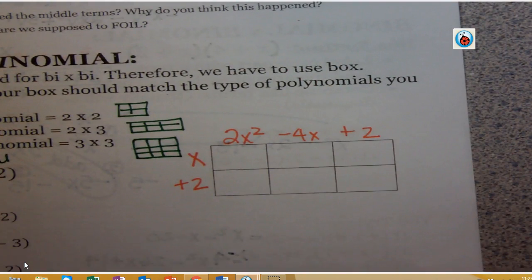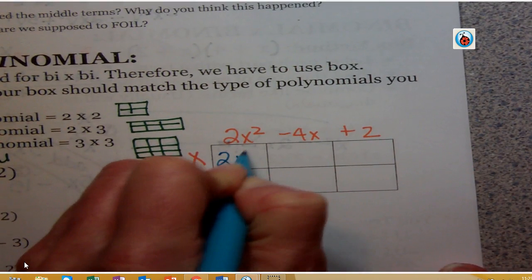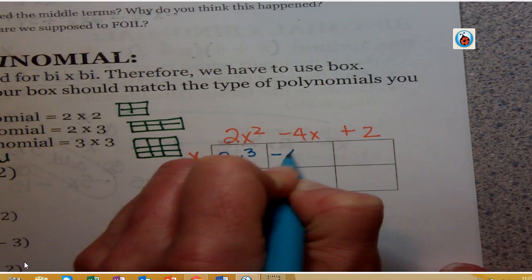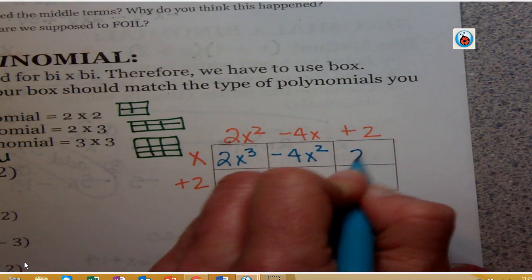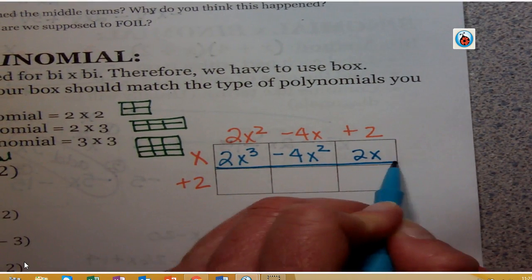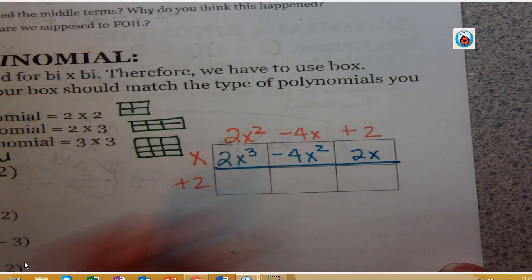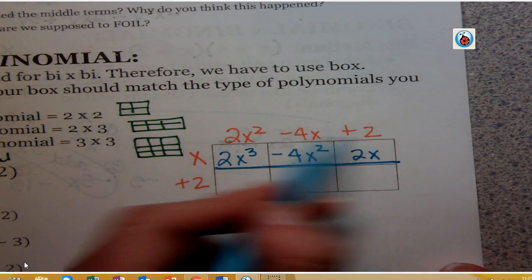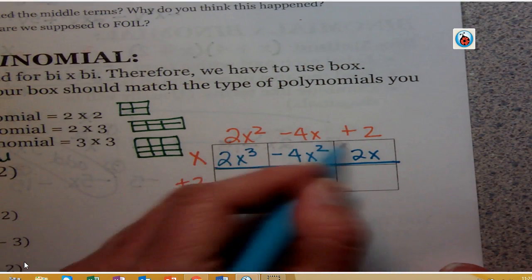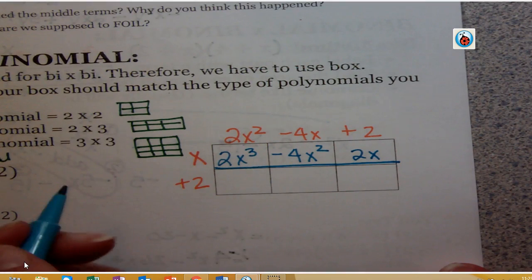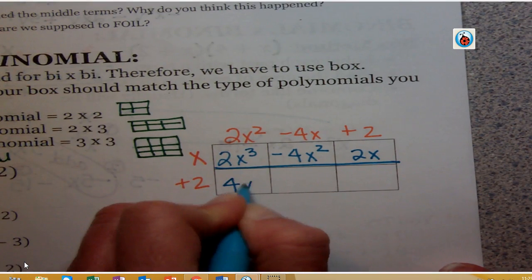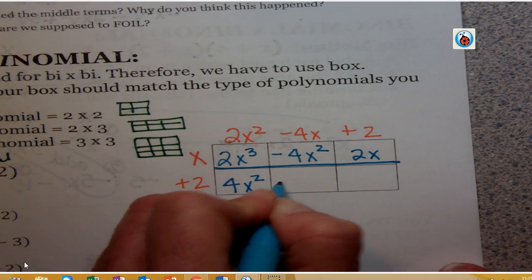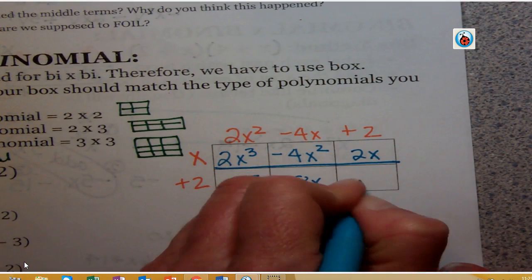So then when we multiply those out, we're going to get 2x cubed minus 4x squared. X times 2 is 2x. So I basically multiplied x by here. Now I need to multiply my 2 times everything. I'm distributing my x. Now I'm distributing my plus 2. So when I distribute my plus 2, I get 4x squared. I get negative 8x. And I get 4.